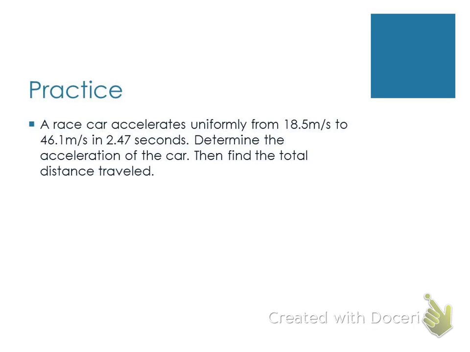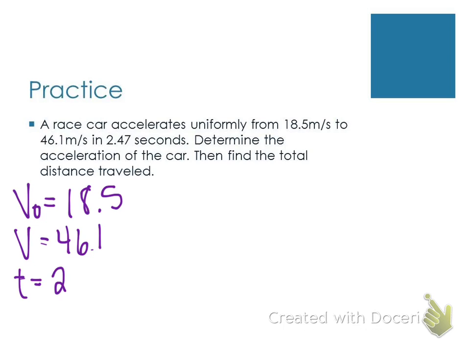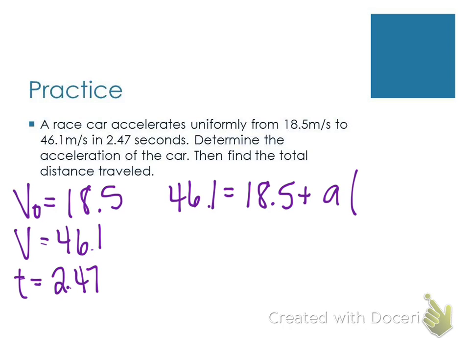Okay, so here we know our initial velocity is 18.5. We know our final velocity is 46.1. We know our time, 2.47. Okay, so I will go ahead and plug it into our kinematics equation. 46.1 equals 18.5 plus acceleration times time.